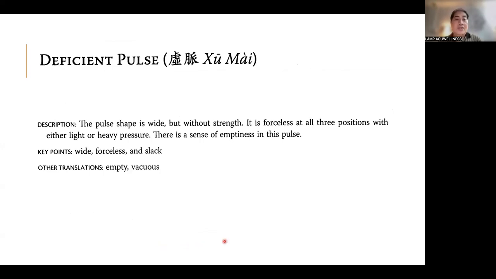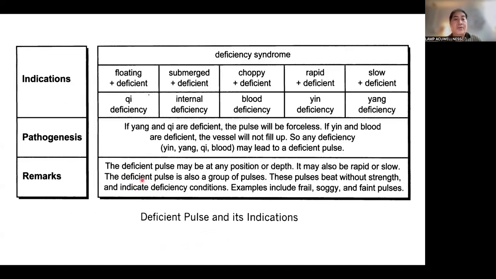So again, the pulse shape is wide but without strength, forceless, in all three positions, with either light or heavy pressure. There is a sense of emptiness, no? So the key points: malawak siya, wide, forceless, and slack. It's also called empty or vacuous. So let's look at the indication.